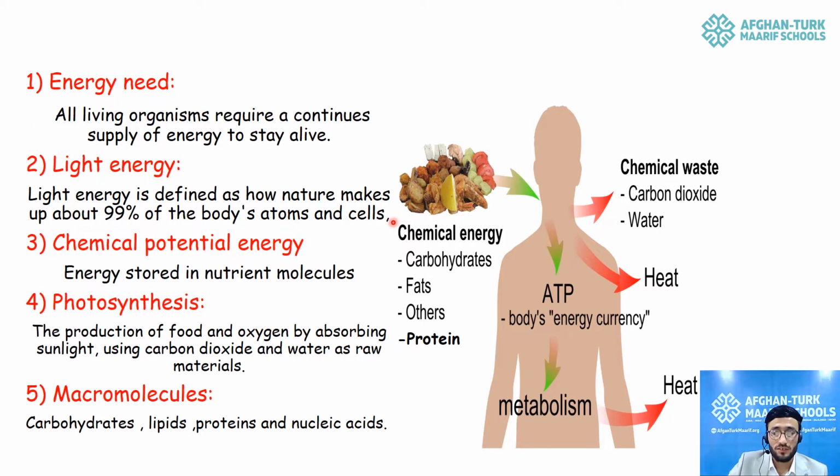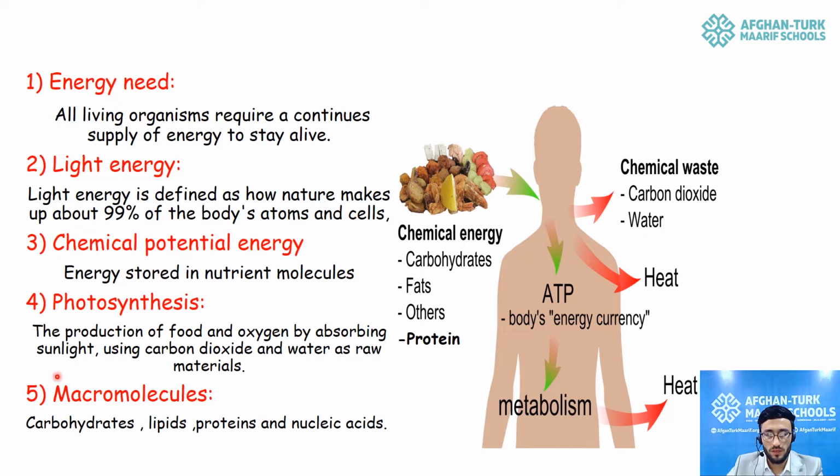It means the energy is transforming its shape by photosynthesis. So the first energy that is captured is the light energy. Then it will transform into other types of chemical and potential energies. So chemical potential energy could be energy stored in nutrient molecules, which we use in our everyday feeding or life. About photosynthesis, we studied the production of food and oxygen by absorbing sunlight, using carbon dioxide and water as raw material. It is a process of different reactions that changes the light energy into chemical potential energy.